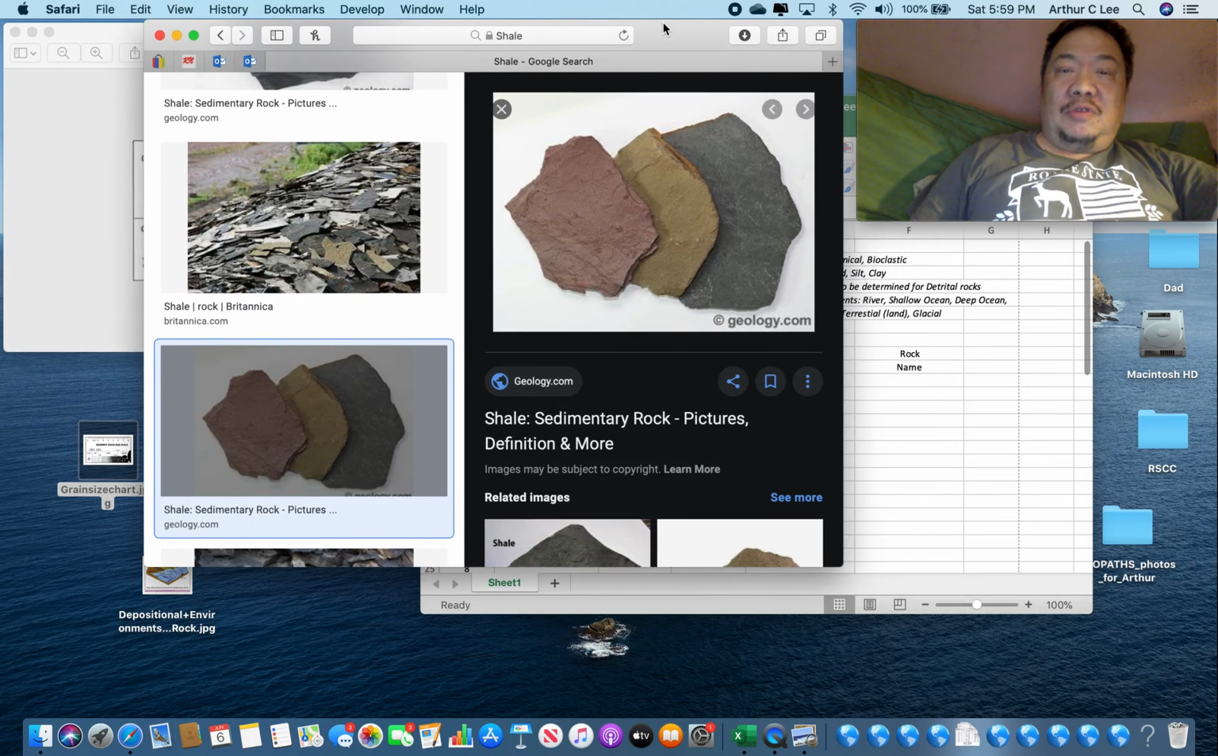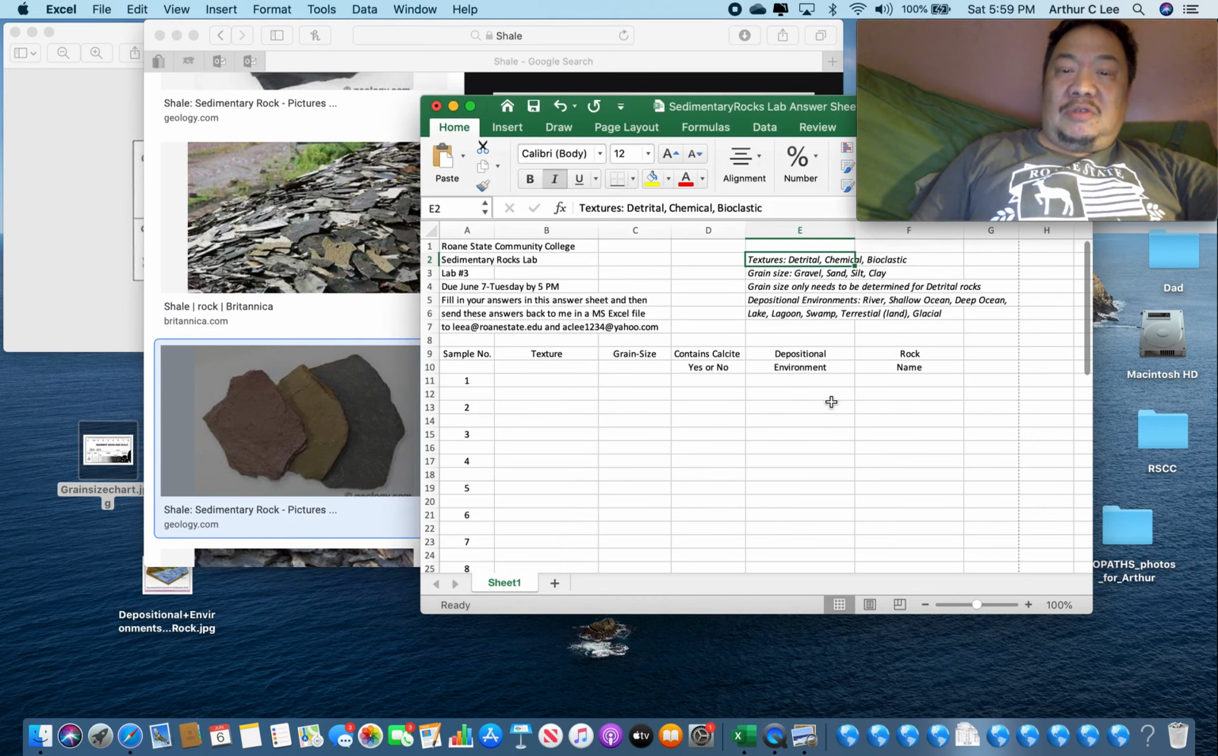Your detrital sedimentary rocks are conglomerate, breccia, quartz sandstone, arkose, siltstone, and shale. Those are going to be some of the rocks you're going to look at. Those are detrital sedimentary rocks. If the rock is a detrital sedimentary rock, you need to fill in its grain size. Write in, does it have gravel, sand, silt, or clay in it?